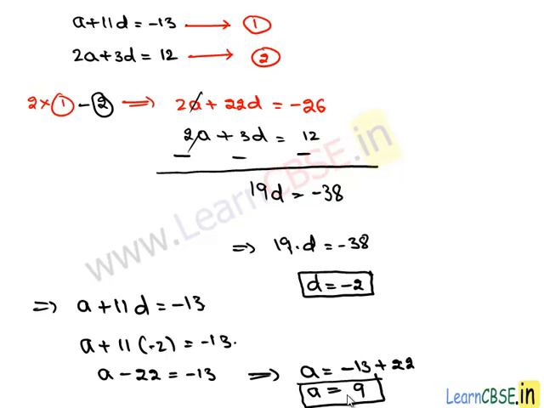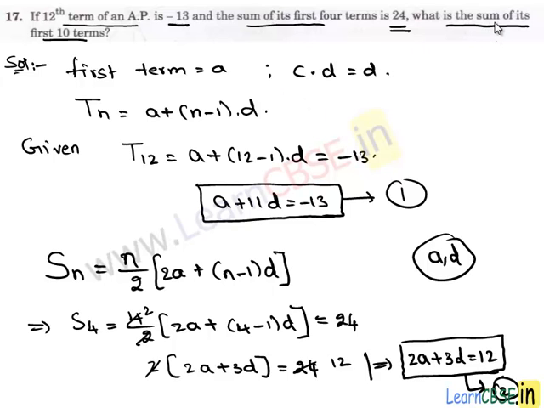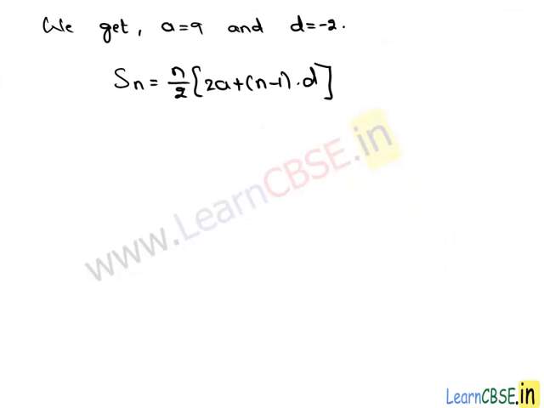Then we have the first term A is 9 and D is negative 2. We have to find out the sum of its first 10 terms, that is the value of S10. And here we have the sum of n terms of an AP is n upon 2 times 2A plus n minus 1 times D. Here we have to find S10.